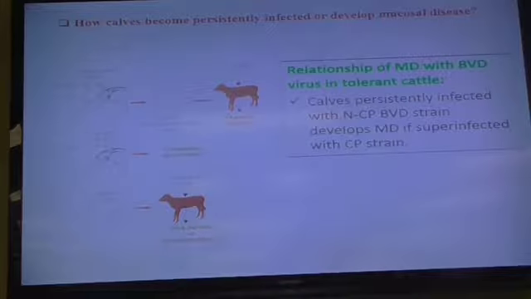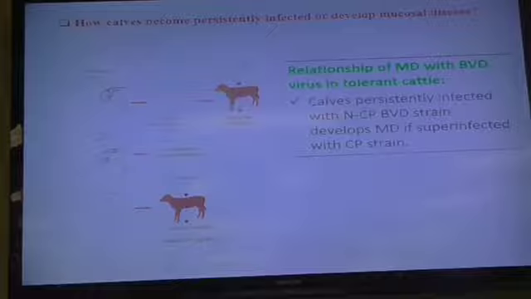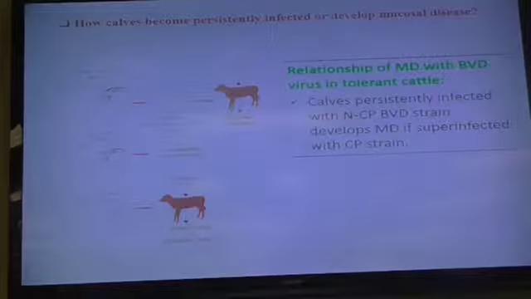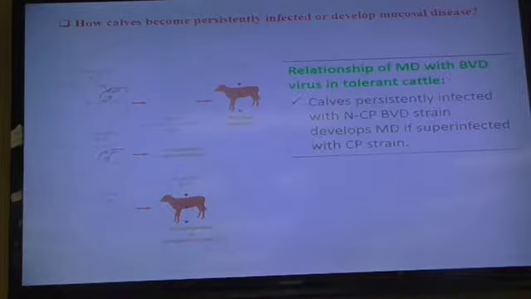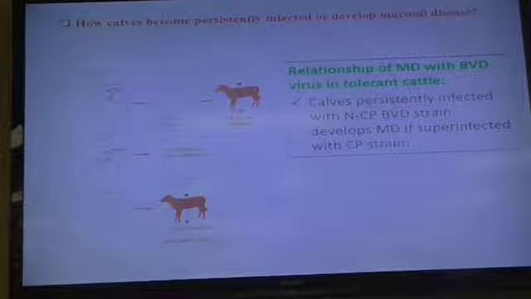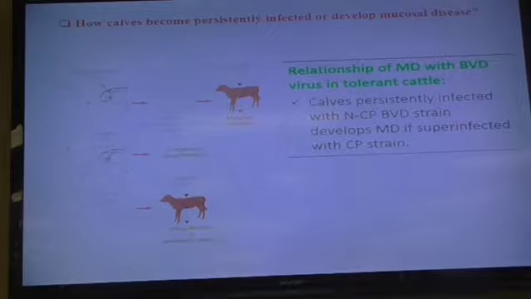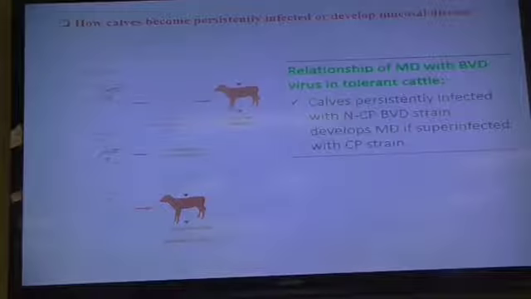Any questions? Yeah. In terms of that tolerant, persistently infected calf, you said it's going to be shedding the virus. Is it going to be shedding the non-cytopathic, or the cytopathic? It's interesting. It'll be shedding the non-cytopathic because he was infected with the non-cytopathic. So it will have the non-cytopathic virus, but when the cytopathic comes and infects that calf, then you have the two biotypes, okay, which will cause the severe symptoms.